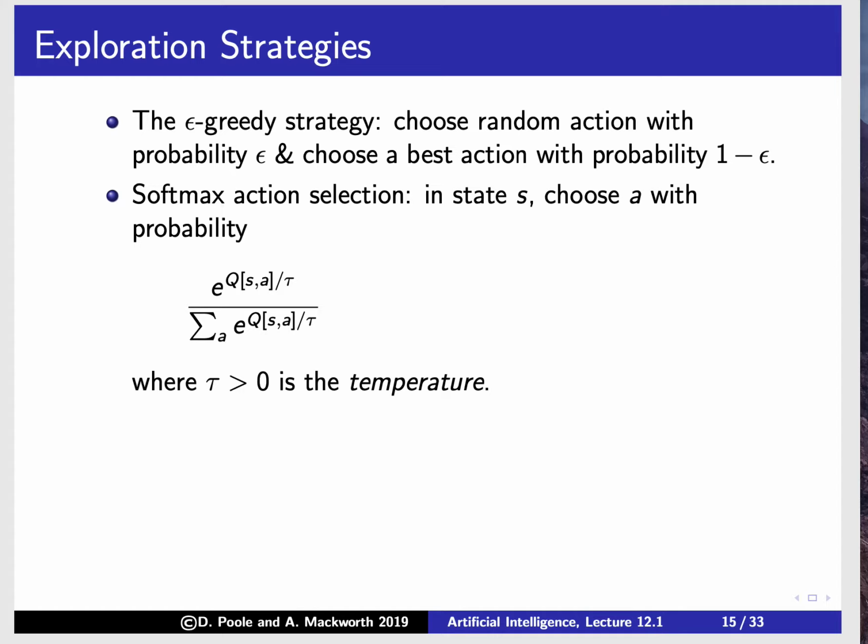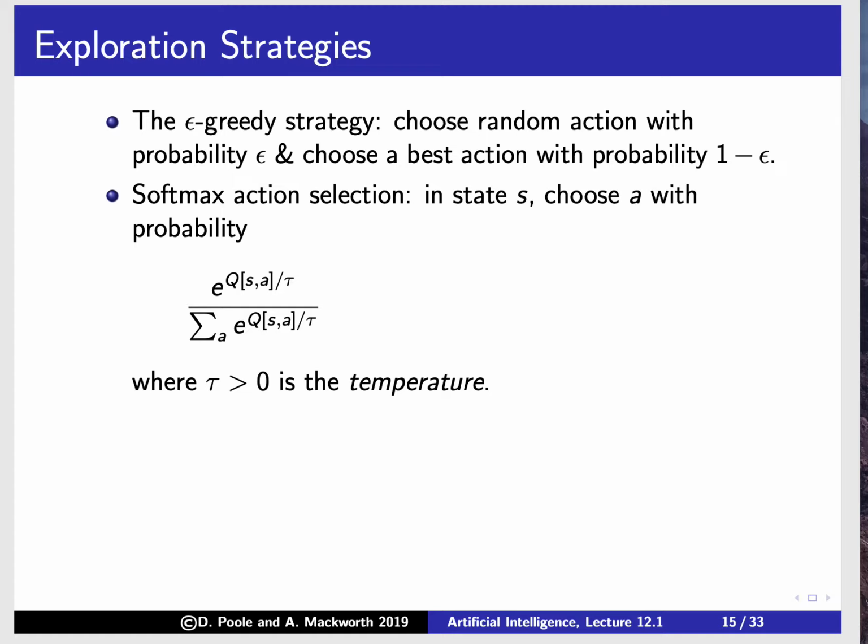So another one to do is the softmax action. We're going to choose actions in proportion to their Q values, so higher Q values are more likely to be chosen. Here T is a temperature. When the temperature is very high, it's going to just act randomly.